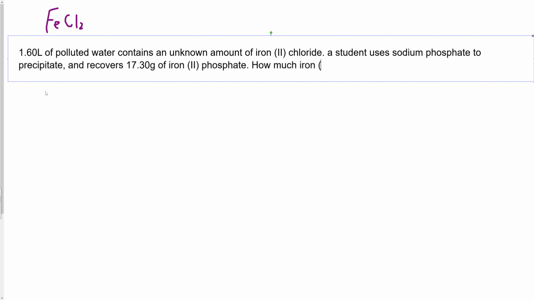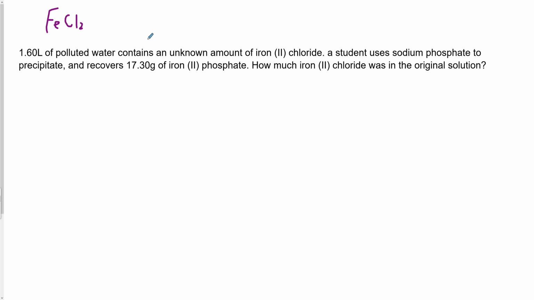So how much iron 2 chloride was in the original solution? Okay, so the reaction here is going to be: we have iron 2 chloride, FeCl2, aqueous. We are reacting it with sodium phosphate.